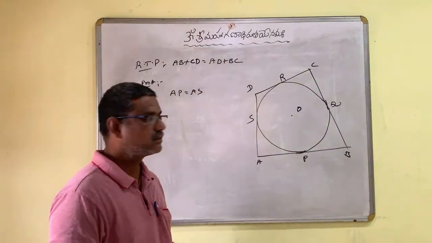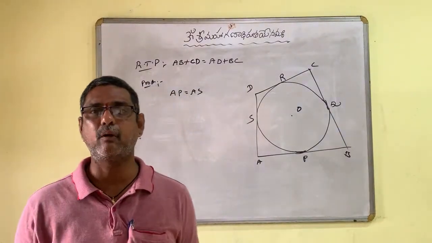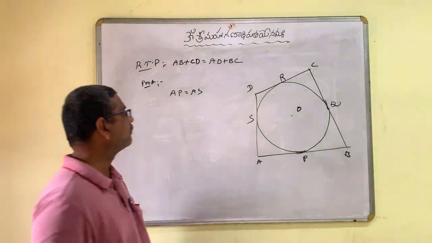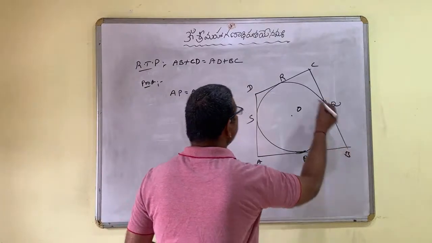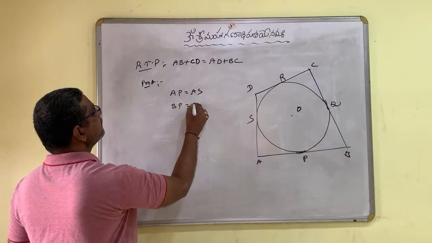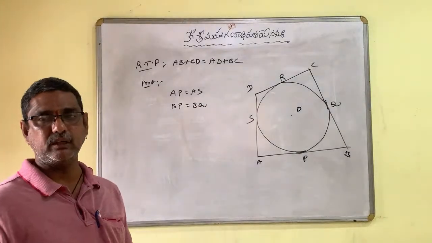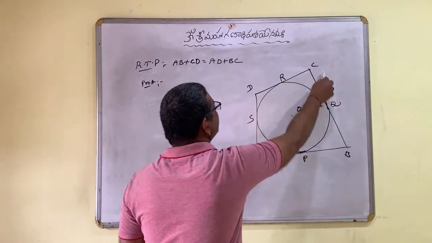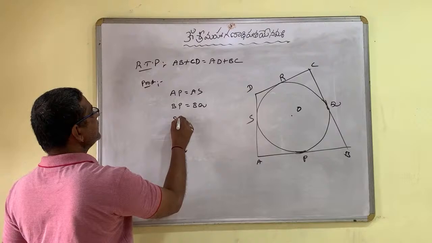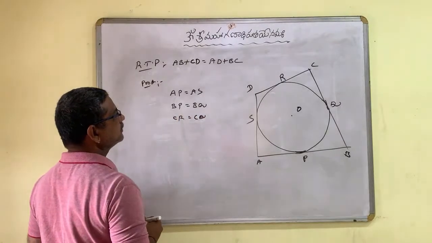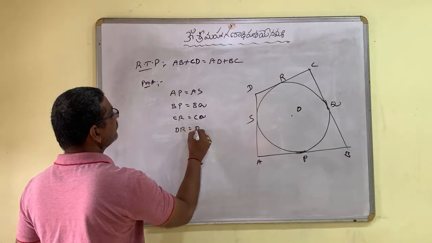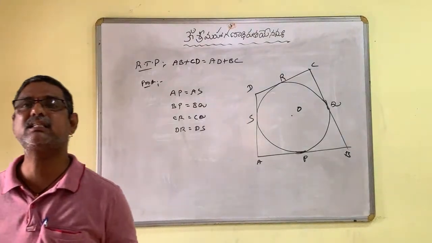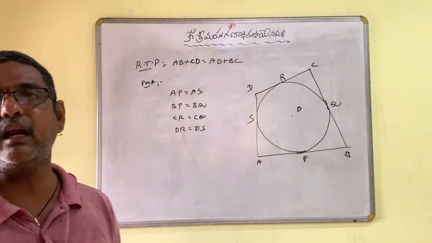Lengths of tangents drawn from an external point of a circle are equal. So AP equal to AS. Okay. Now, what about here? BP, BQ. In the same way, BP is equal to BQ, same reason. And CR is equal to CQ. Same reason. In the same way, DR is equal to DS. Same reason. Lengths of the tangents drawn from an external point of a circle are equal.